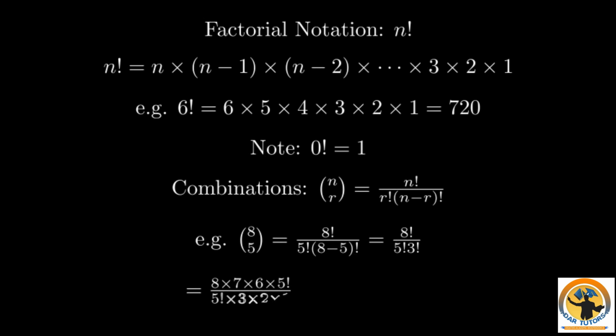So 8 factorial becomes 8 times 7 times 6 times 5 factorial. We can then cancel the 5 factorials. This leaves us with 8 times 7 times 6 in the numerator and 3 times 2 times 1 in the denominator. This simplifies to 56. You can also find these values using the nCr button on your calculator. These combinations are the coefficients we saw in Pascal's triangle.